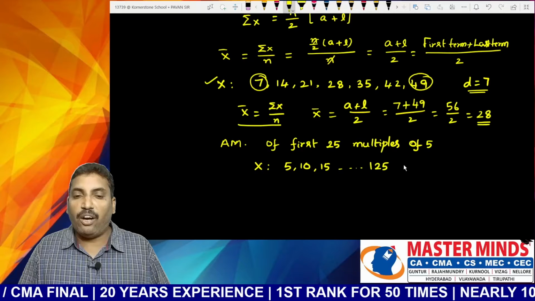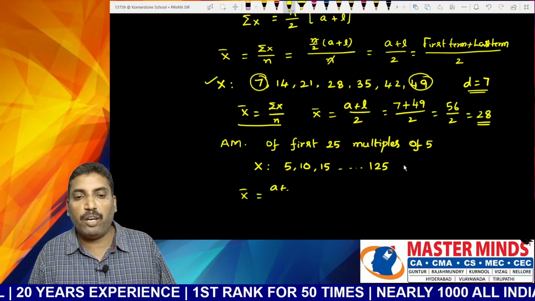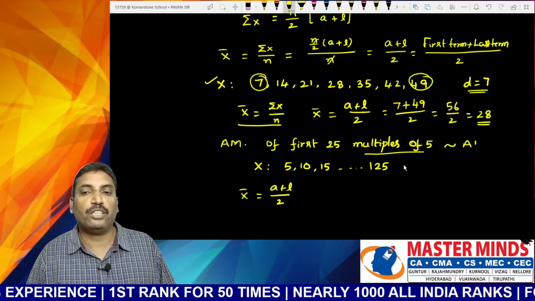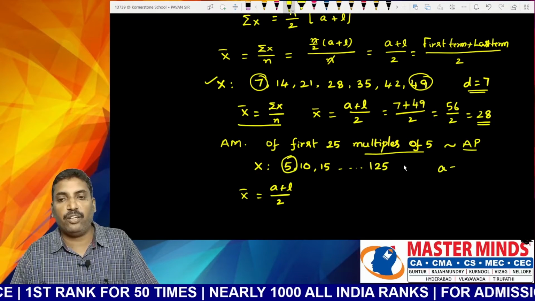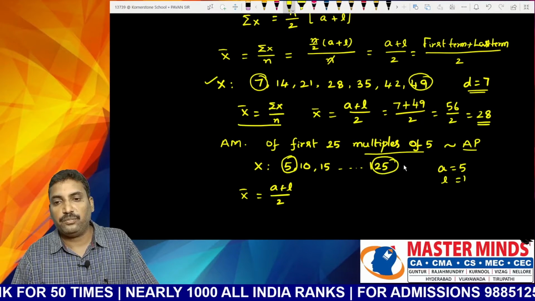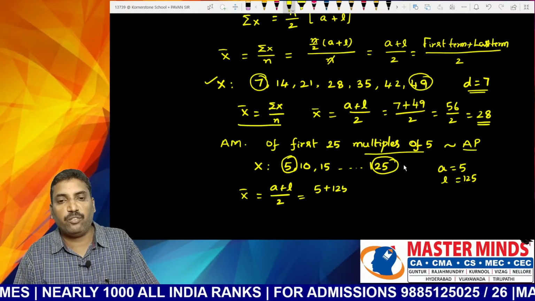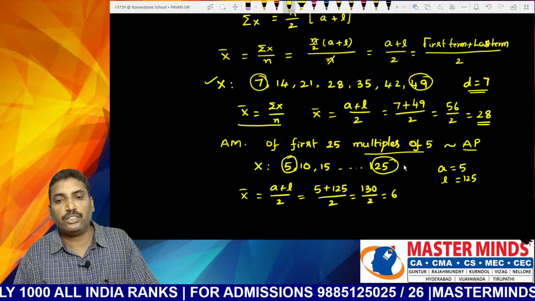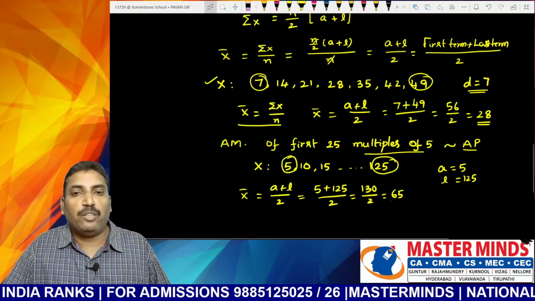Instead of doing all this, directly we can use the formula x bar is equal to (a plus L) by 2. Why? Because multiples of a number also follow an arithmetic progression. So what is the first term here? a is nothing but 5. What is the last term? That is 125. So you can use the formula directly. (5 plus 125) by 2, that is nothing but 130 by 2. So that is 65. So 65 is the average of the first 25 multiples of 5.